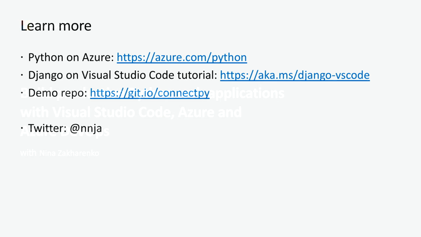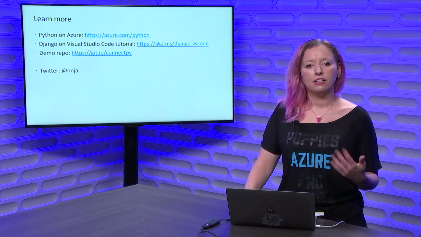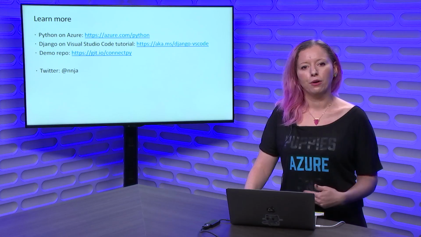That's all I have to show you today. If you want to learn more about Python on Azure, check out this URL. You can also take a look at the Django on Visual Studio Code tutorial, or take a look at the demo repo. All the steps that you need are right there, all laid out.